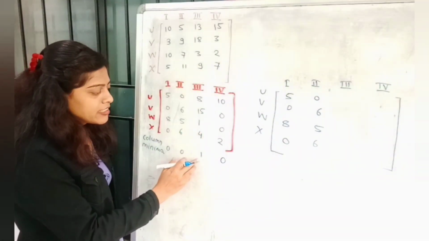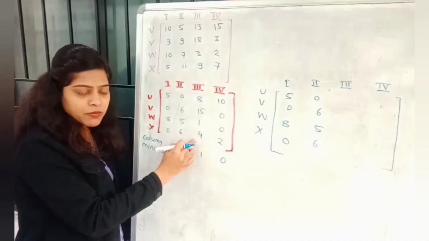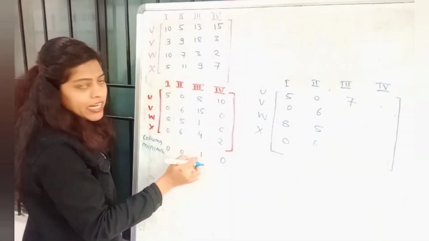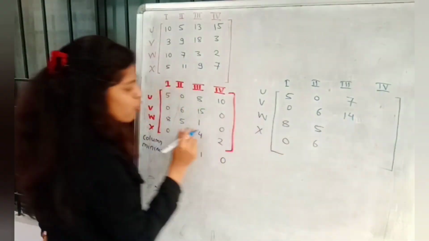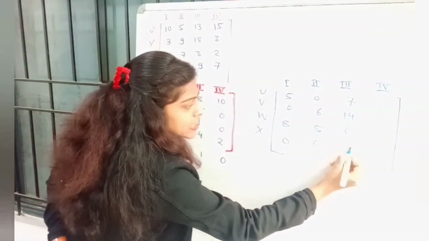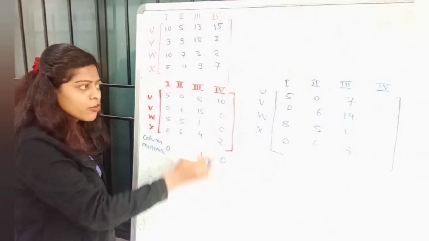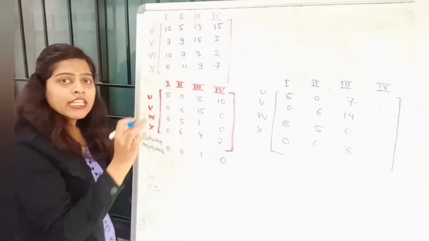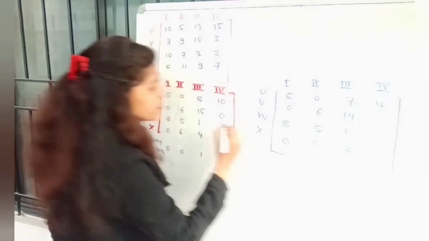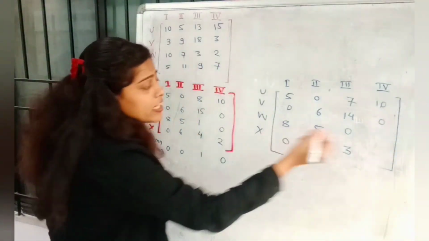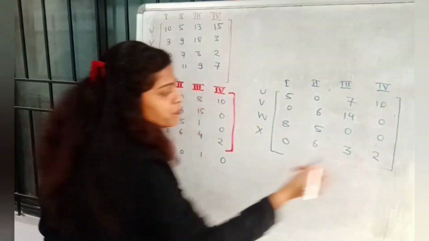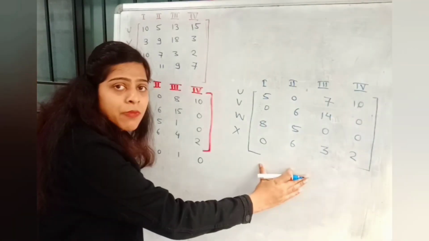Again, subtract 1 from each element of column 3, then we get 8 minus 1 is 7, next 15 minus 1 is 14, 1 minus 1 is 0 and the last one, 4 minus 1, is 3. And lastly, if we subtract 0 from each element of column 4, then we get column 4 as it is, that is 10 minus 0 is 10, next 0 minus 0 is 0, third 0 minus 0 is 0 and lastly 2 minus 0 is 2. So we have obtained this matrix by column reduction.